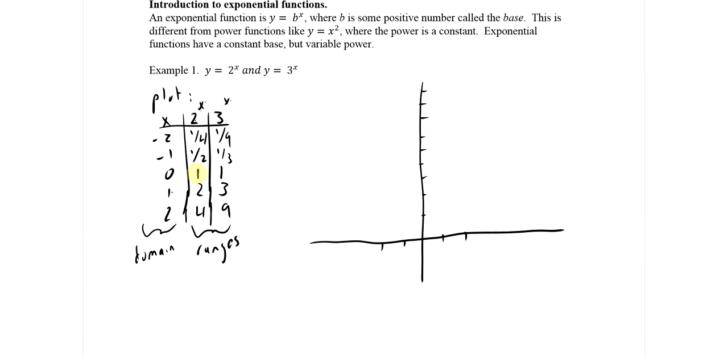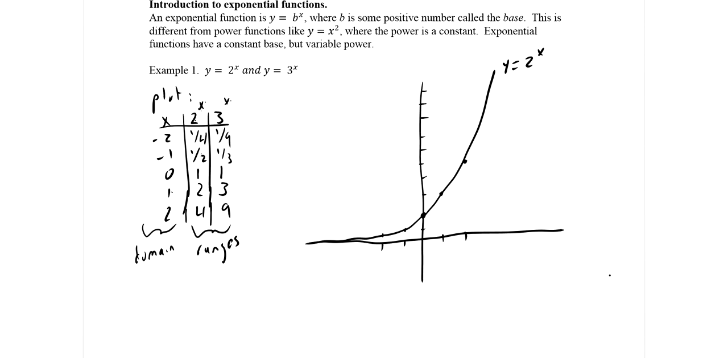Okay, so for 2 to the x, it goes through the point 0, 1. That's this one. And then at 1, it goes through 2. And then at 2, it goes through 4. Right, so it looks more or less like that. At minus 1, the output is 1/2, so that's about there. And at minus 2, the output is 1/4, so that would be about there. So 2 to the x looks something like this. It gets steeper and steeper as you go off to the right for bigger and bigger positive numbers, and it gets closer and closer to 0 as you go out to the left.